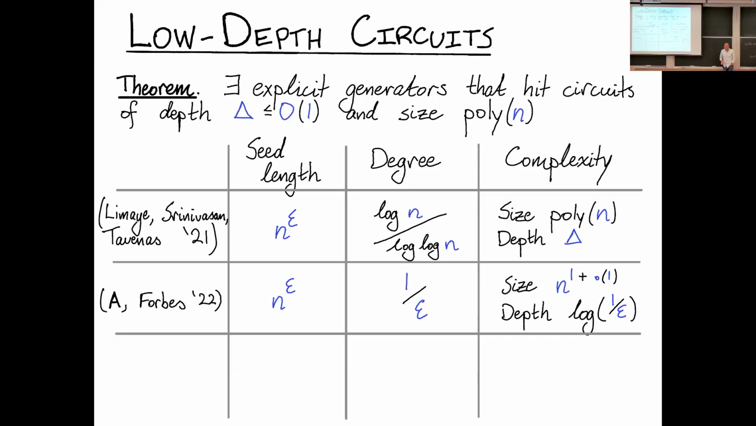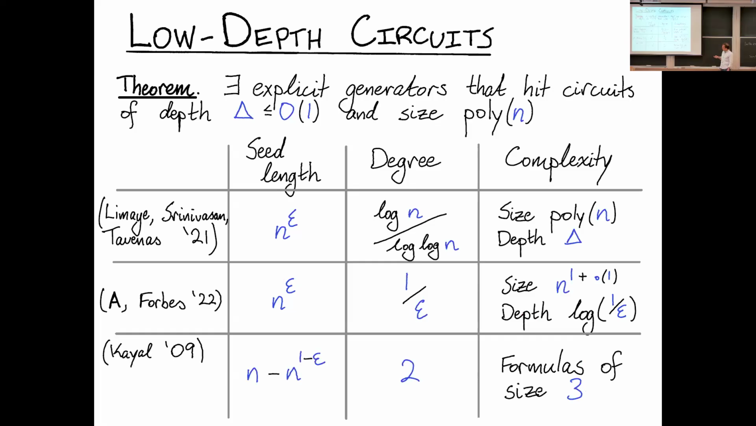There's a second generator for this class, which came in some follow-up work by myself and Michael Forbes. It has the same seed length, but the degree and the circuit complexity of this generator are improved. And what I want to point out here is the complexity of the generator is much smaller. You can compute this generator with circuits of near linear size, and depth which is only dependent on this epsilon in your seed length. It's depth something like log 1 over epsilon. So now you have a generator that can be computed by circuits of, say, depth 10, but manages to hit circuits of depth 1,000,000. Right? There's some imbalance now between the complexity of what you're using to compute your pseudorandom object and what it can hit.